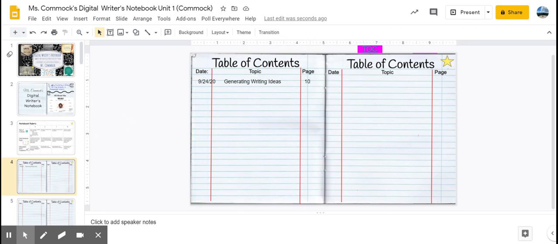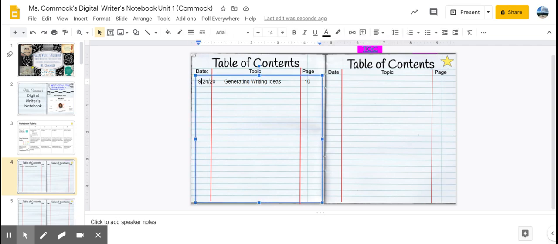So what I want you to do is practice, one, finding the table of contents section of your notebook, and two, writing down an entry in your table of contents. So each entry should have a date, it should have a topic, and it should have a page number.